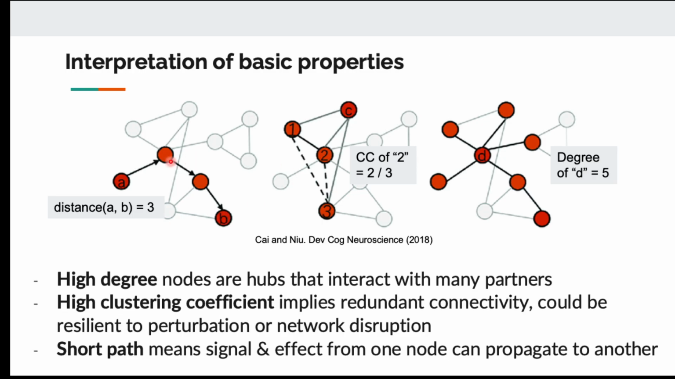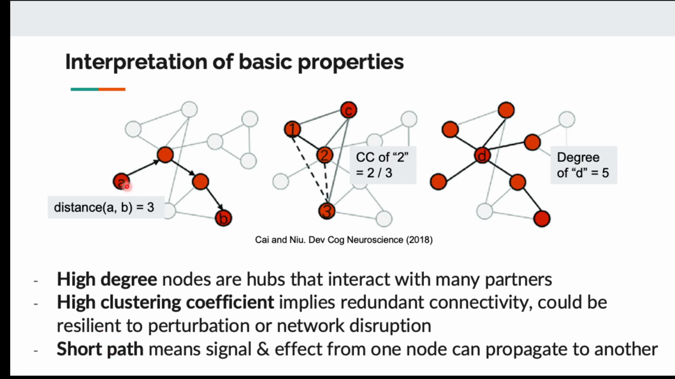For example, we already talked about some of these. If you have a node with high degree, these nodes are hubs that interact with many partners. So this might be important. Regulators might be important genes. If you have a node with a high clustering coefficient, the neighbors are also connected. So if you disrupt the center node, it might be resistant or resilient to the perturbation because the other nodes can still communicate with each other.